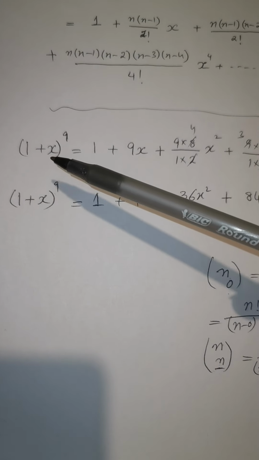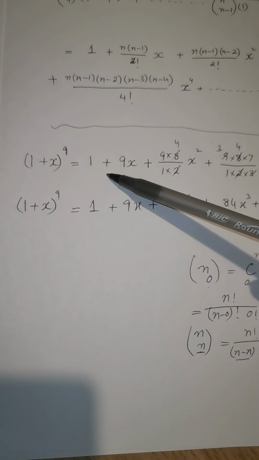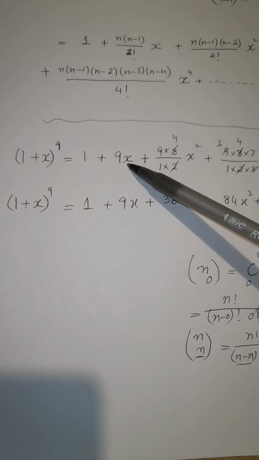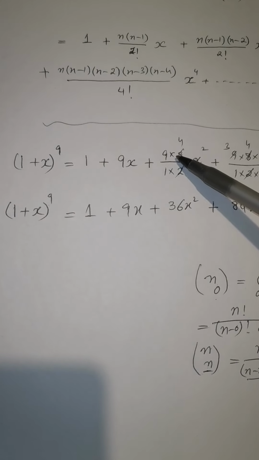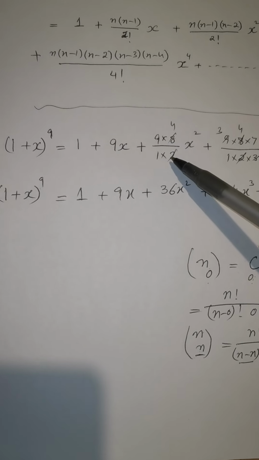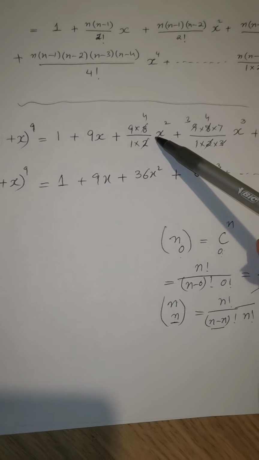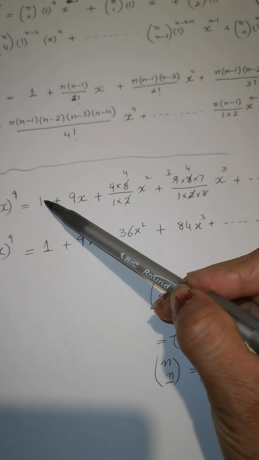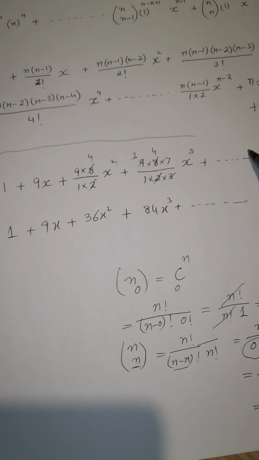For example, I have solved here (1 plus x) whole power n. The first part will be 1, the second will have power 9, and the x power will become 1. It's going to increase. Next is 9 factorial, meaning n into n minus 1, divided by 1 multiplied by 2, because it is 2 factorial here, and x power 2. Now you can see the power of the second term is going to increase here: x power 0, x power 1, x power 2, x power 3, and so on.